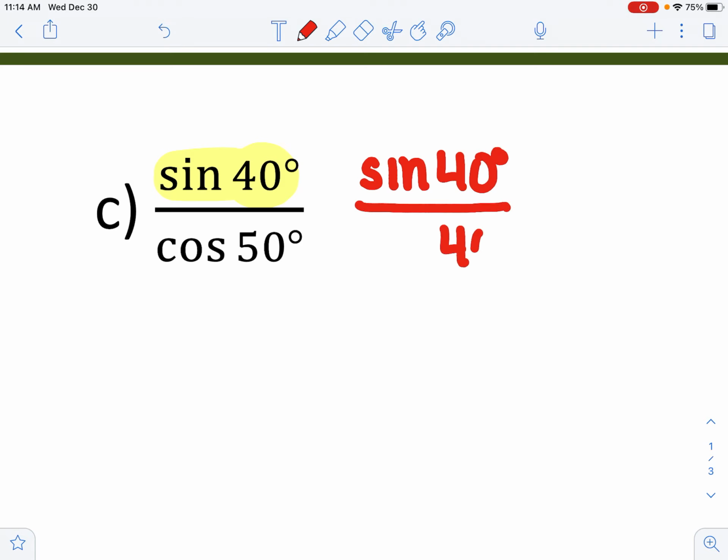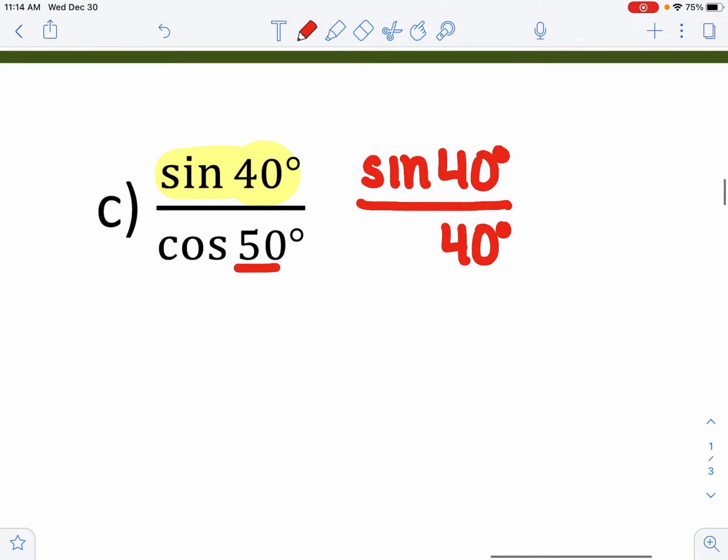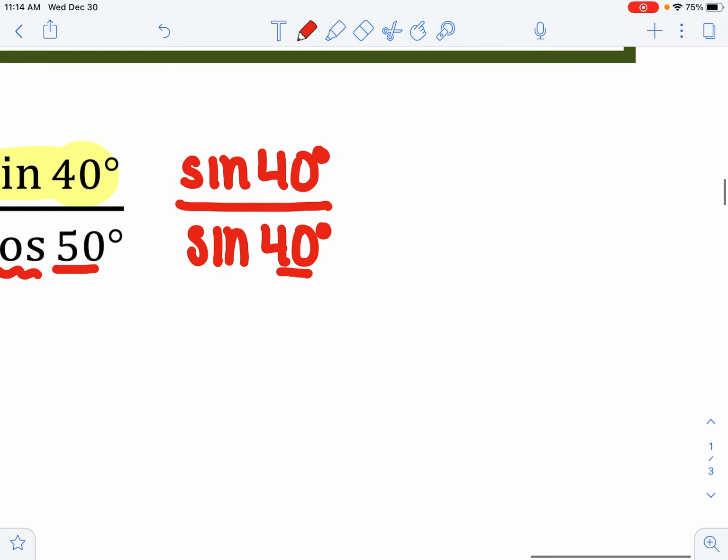But I want to change this to 40 degrees also. Okay, I want to change that to 40 degrees also. So if I'm going to change the angle from 50 to 40, I have to change this to the complement. The complement of cosine is sine. So now I look at this, and how can I simplify sine of 40 over sine of 40? Anything divided by itself is 1.